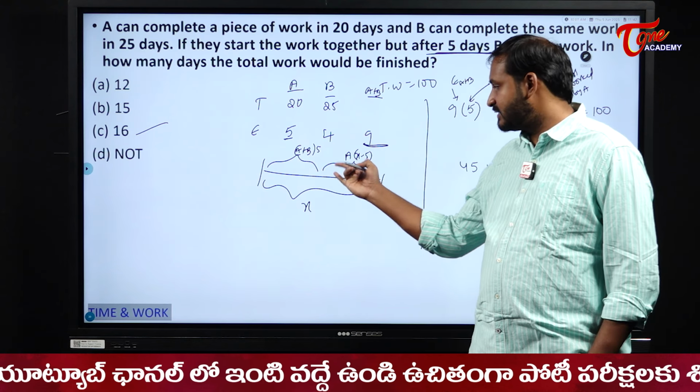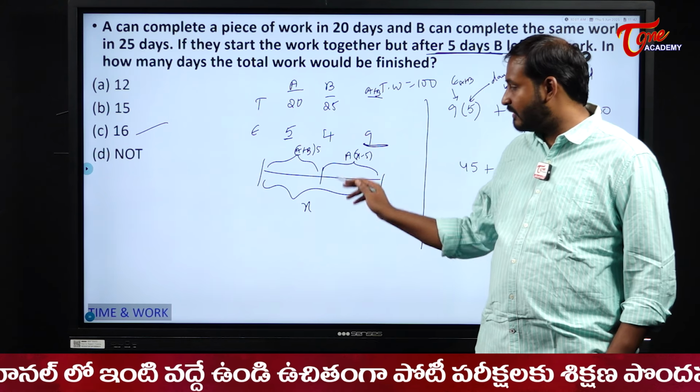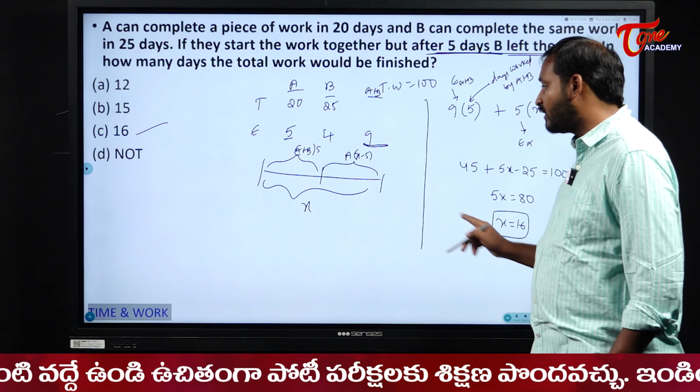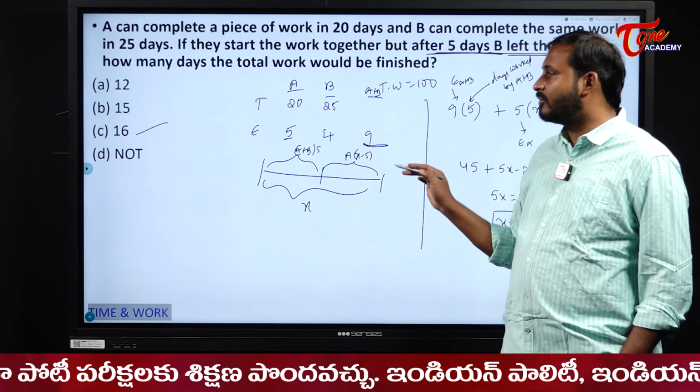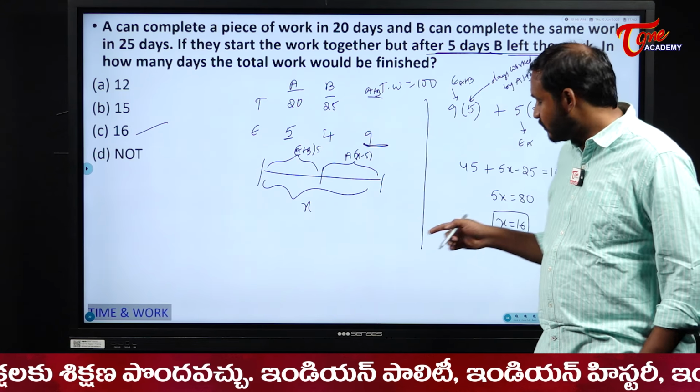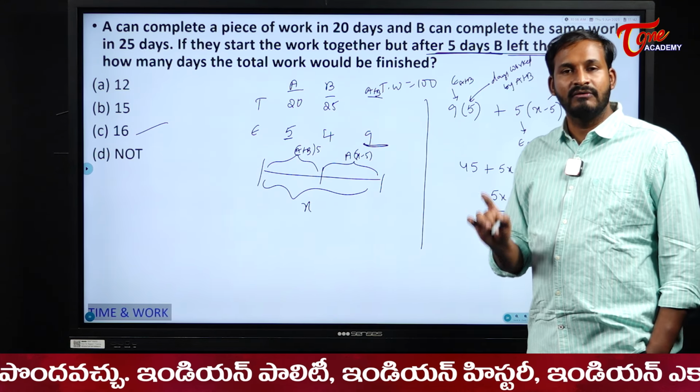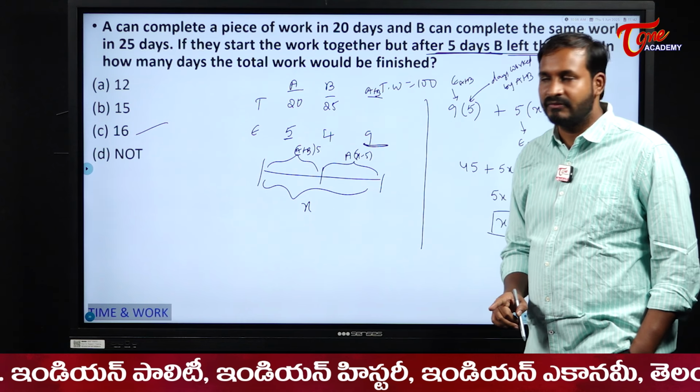Then the remaining work, after B left the job, is progressed for how many days? 11 more days. Anyway, they asked us in how many days the total work is finished, so you can tell in 16 days the total work is finished.